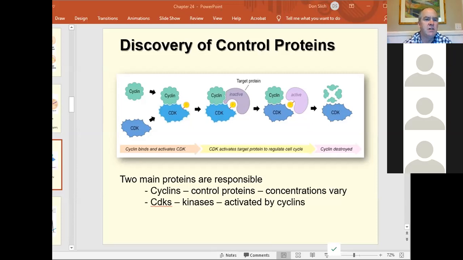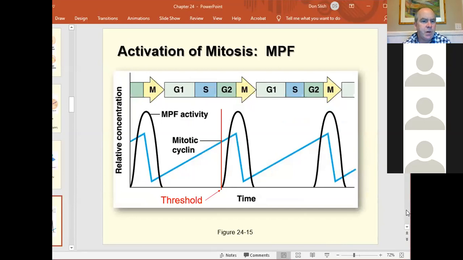And I think I said this already, cyclins activate CDKs when their concentration peaks. Oh, I didn't say that. Let's look at this. So let's look at activation of MPF. This blue line here is the concentration of cyclin B in the cell. And then the black line is activation of MPF.